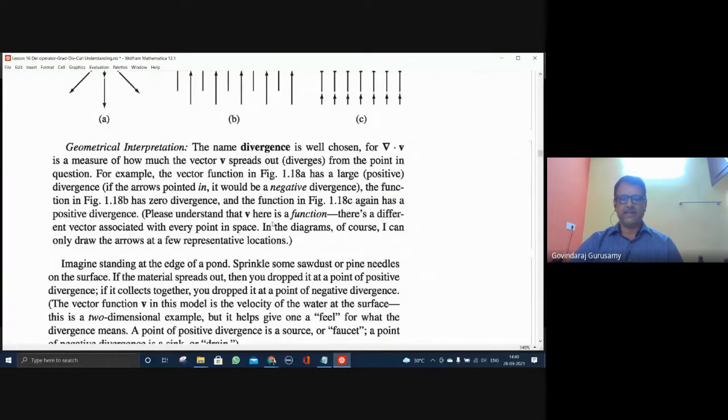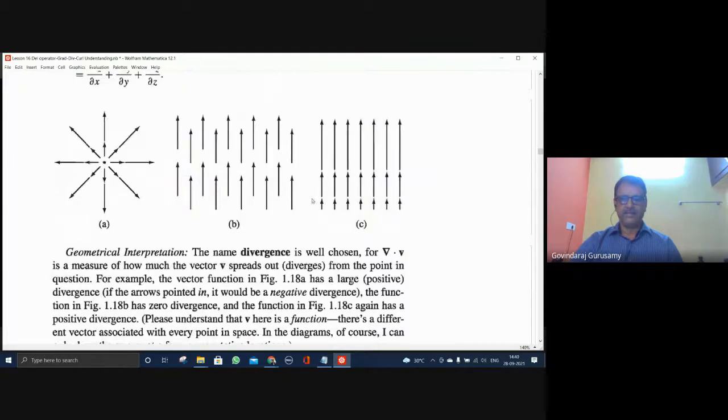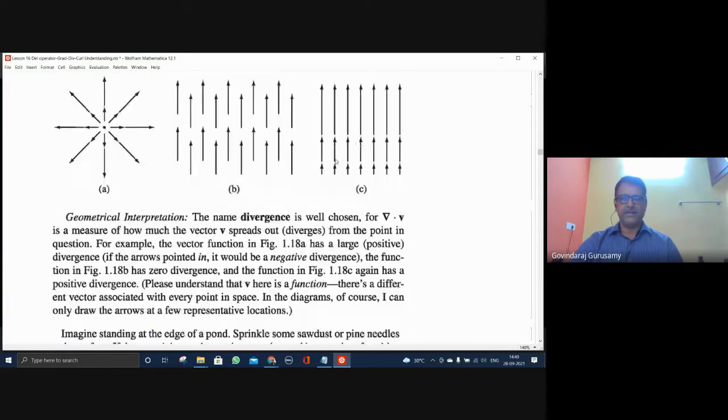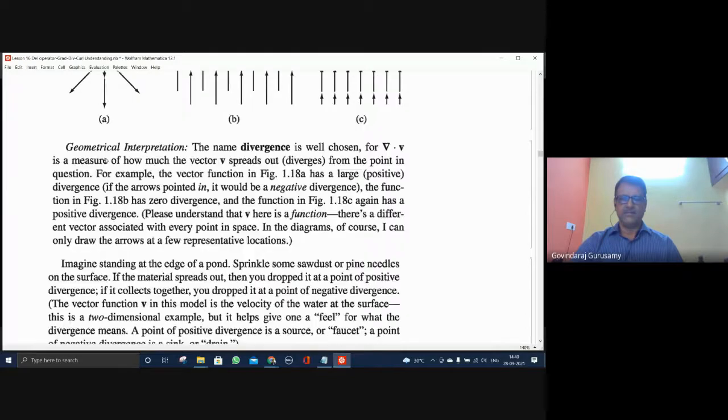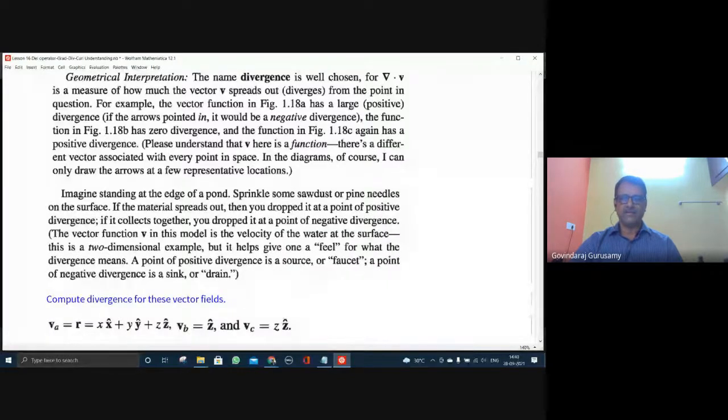Please understand that v here is a function. There is a different vector associated with every point in space. So that's a clear indication: the magnitudes are different, therefore there is a divergence. Whereas this one has the same strength all throughout. This one changes in magnitude, so there seems to be a change in the value of the divergence. Smaller, this is a little bigger, and this much bigger. Therefore, there is a divergence associated with it. In the diagram, of course, I can only draw arrows at a few representative locations.